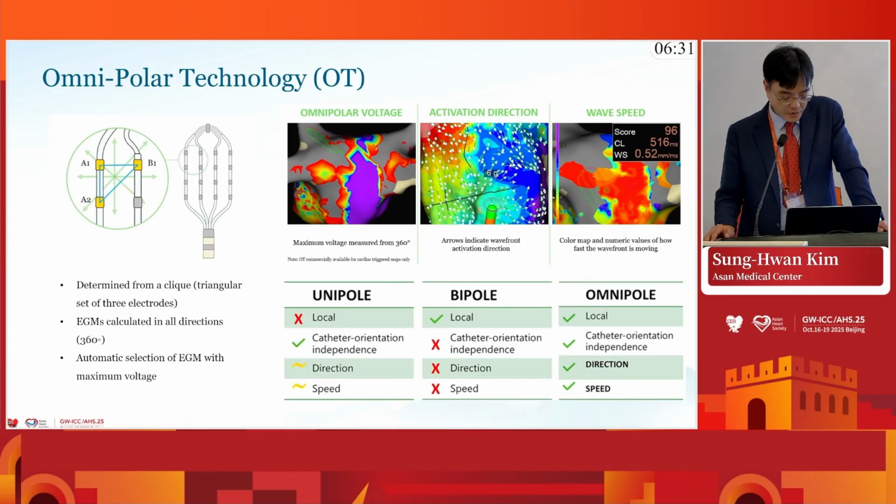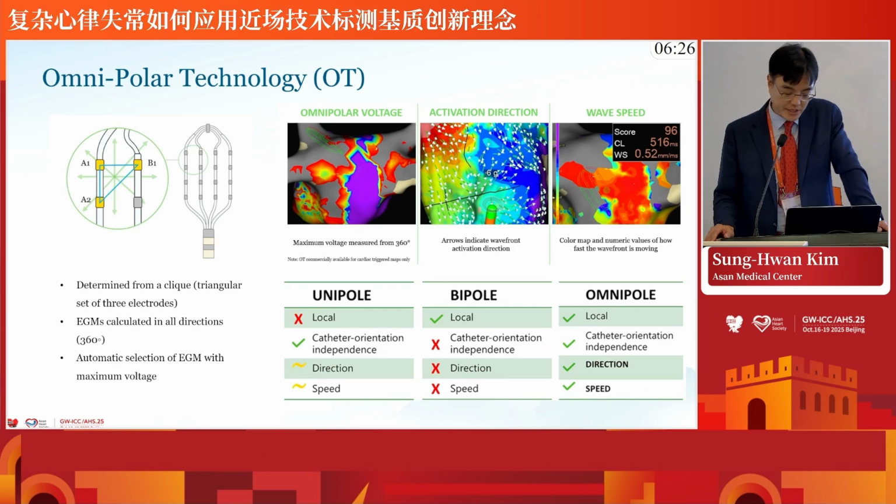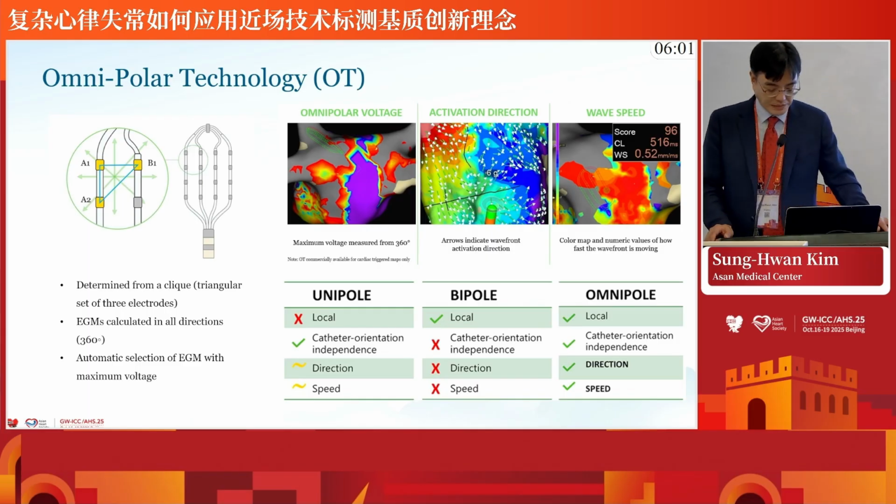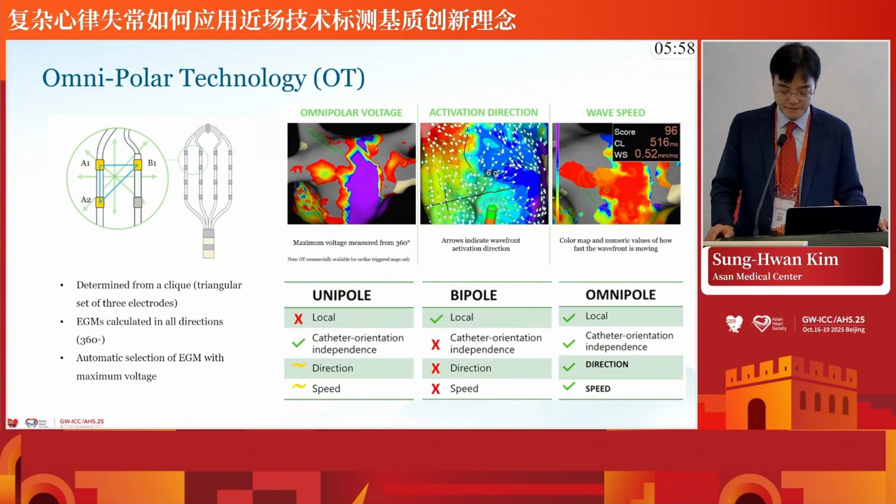Omnipolar, this is how we use the unipolar or bipolar mapping in our current practice. There are pros and cons to the unipolar and bipolar electrode. Regarding unipolar mapping, the catheter-oriented unipolar is independent of catheter direction, but we can get a defined local electrogram by the unipolar system. Regarding bipolar mapping, we get a very finely defined local electrogram, but it depends on the catheter direction.